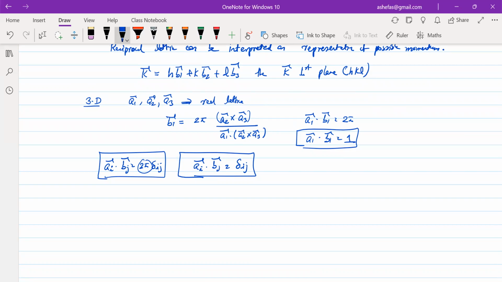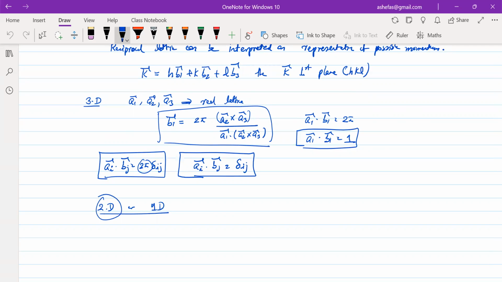For three dimensions, we can directly find the possible reciprocal lattices by using this kind of expression. But for two dimensions or one dimension, there is no particular formula, so we have to explicitly find out the possible reciprocal lattices. While discussing problems, we'll discuss one problem related to the two-dimensional case.